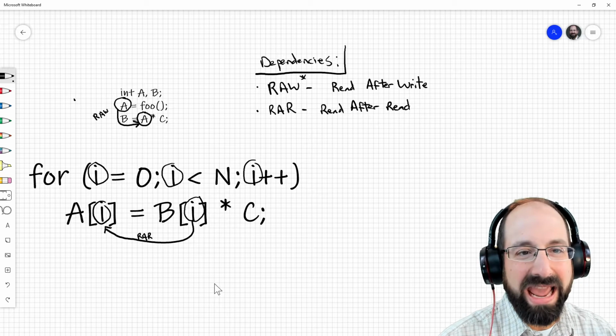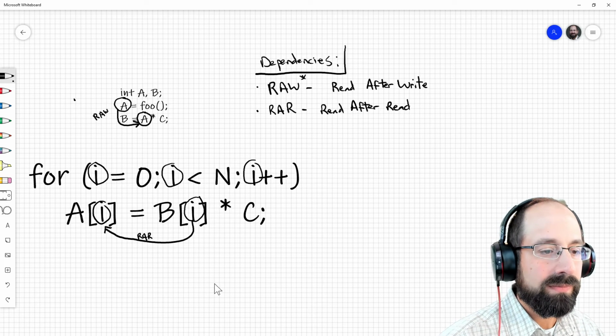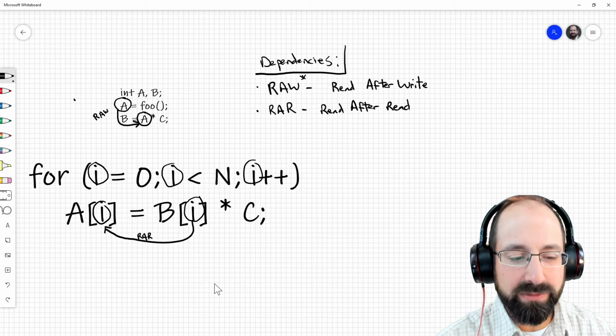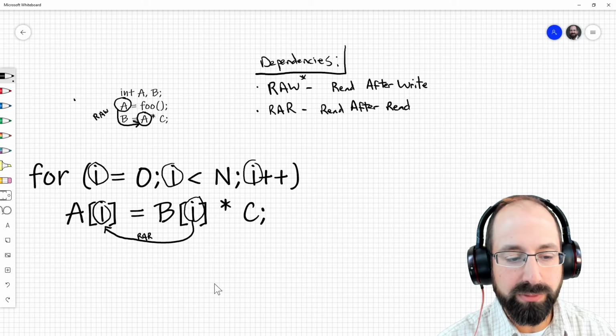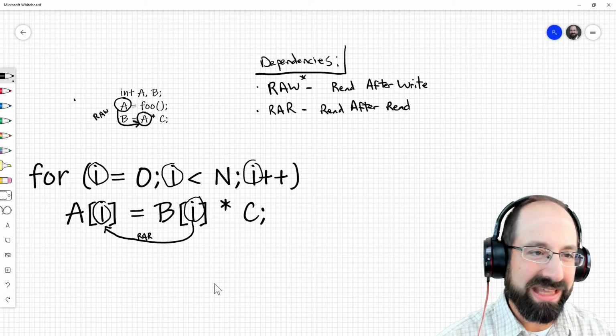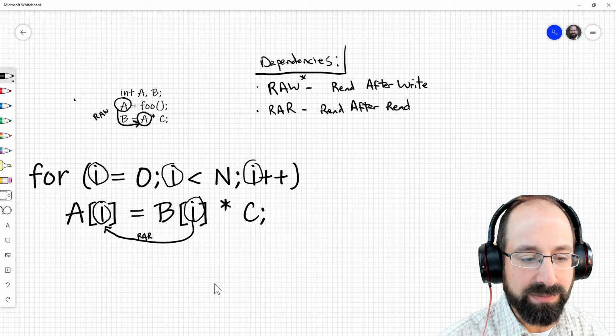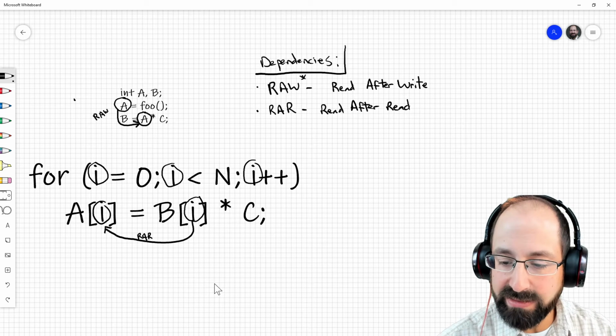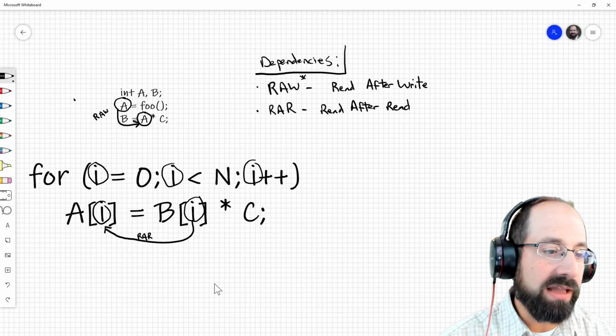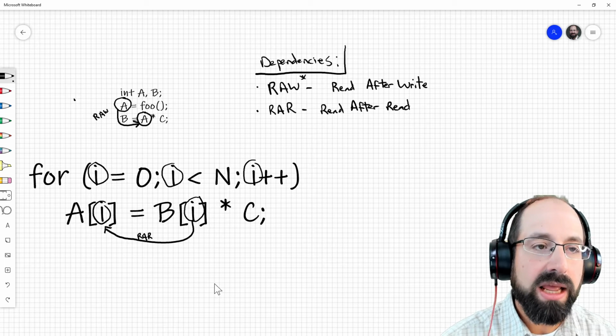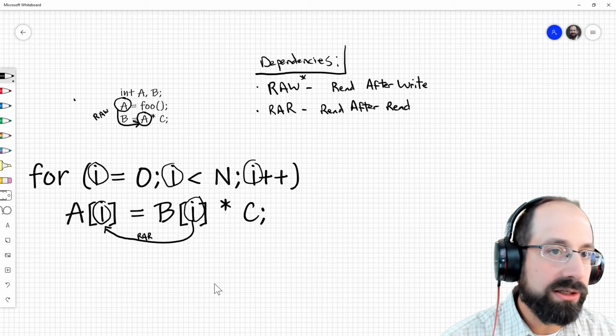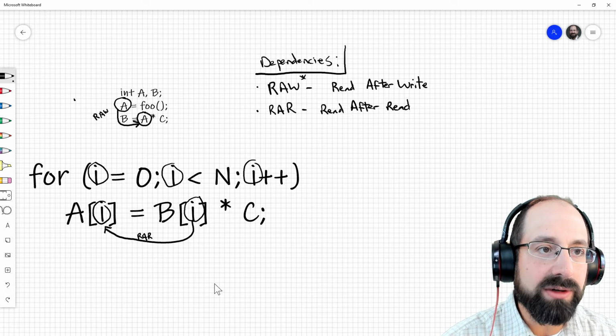You could argue A and B as pointers would also have, whatever the base address is, a read after read dependency, or in the case of I, would also be a write after write dependency. But just looking at I to begin with, we have a lot of potential dependencies, right? We have I equals 0, followed by a calculation of I less than n.